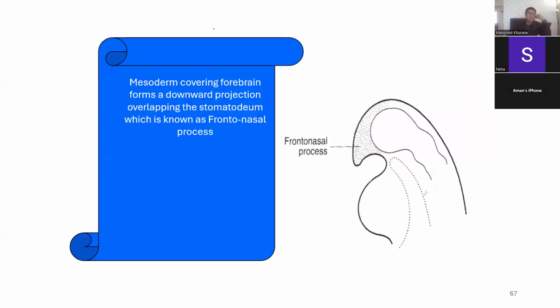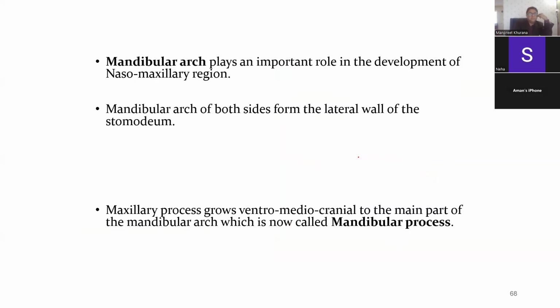Now, mesoderm covering the forebrain forms a downward projection overlapping the stomatodeum. So how this frontonasal process forms is that the mesoderm, which is covering the forebrain, forms a projection here. Now if you see in this picture, the pharyngeal arches were formed. From the first pharyngeal arch, everything develops. This frontonasal process is from the mesoderm above the forebrain, which gives a projection. So this frontonasal process is formed here.